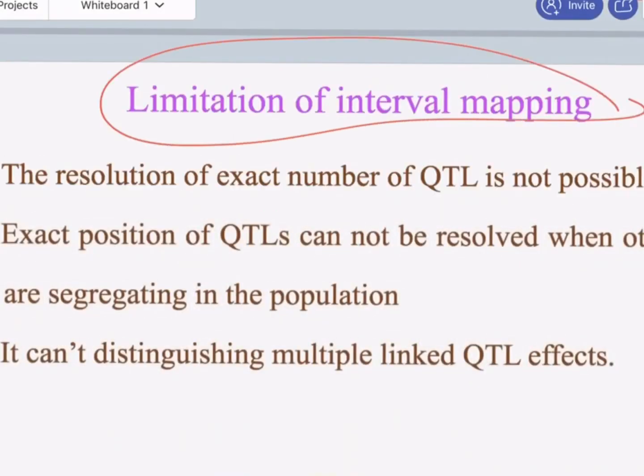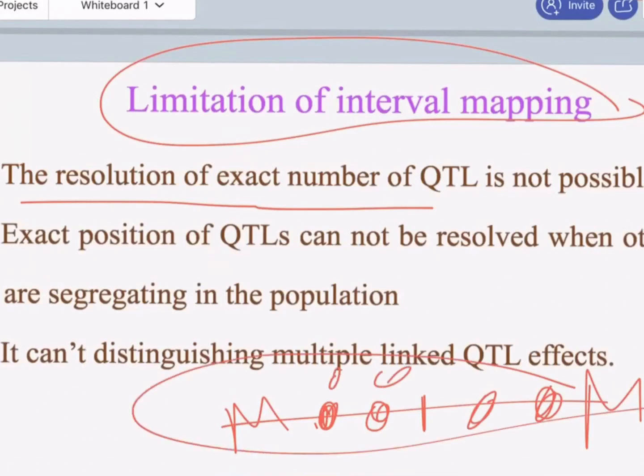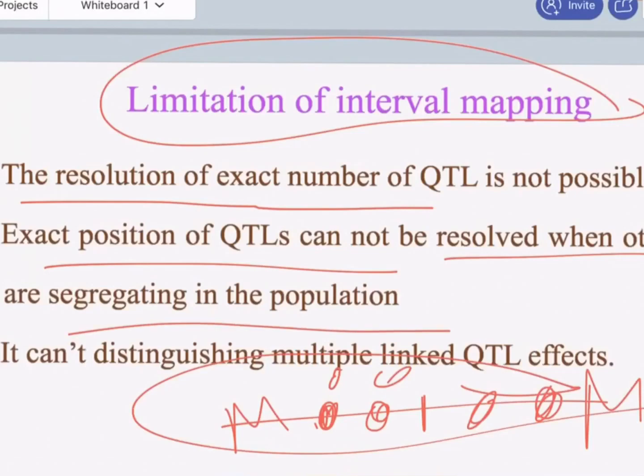There are some limitations as well in interval mapping, like resolution of the exact number of QTLs is not possible. Suppose there is a marker M1 and M2. Here's a QTL. It may be that the QTL is present here or here or here or here. So the resolution of the exact number of QTLs is not possible, whether there are two QTLs or three QTLs or how many QTLs are present between these two flanking markers. The exact position of the QTL cannot be resolved if there are more than two QTLs, where they are present, and whether others are segregating in the population or not.